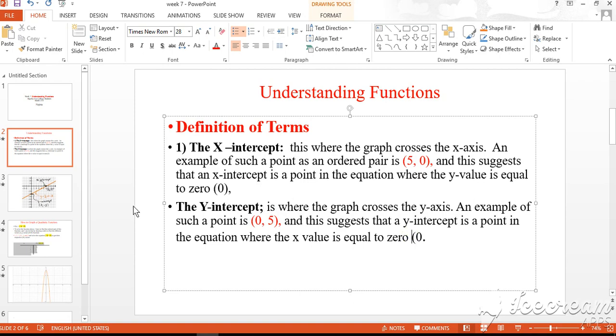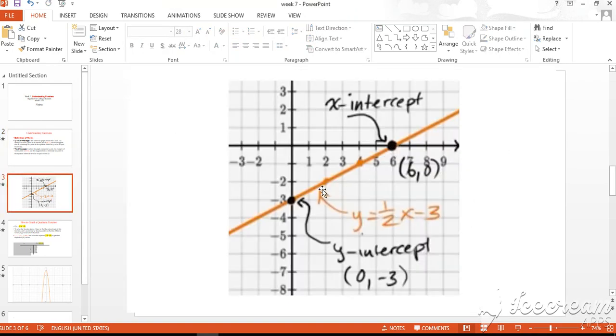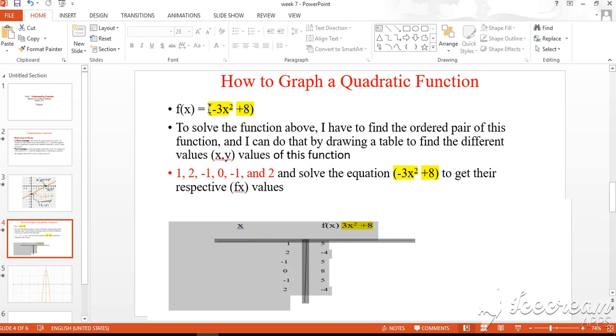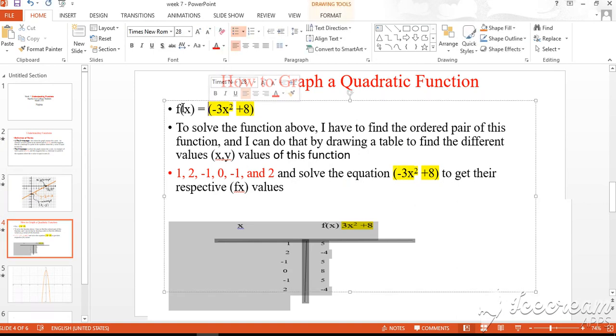Now, let's graph a quadratic function. Let me show you how to graph one. Now, we're going to try and graph the function f(x) equals minus 3x squared plus 8. A quadratic function is different from the quadratic equations in that we do not have the y value, but in its place we have the f(x) function.